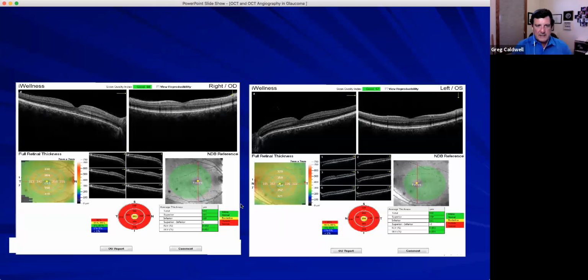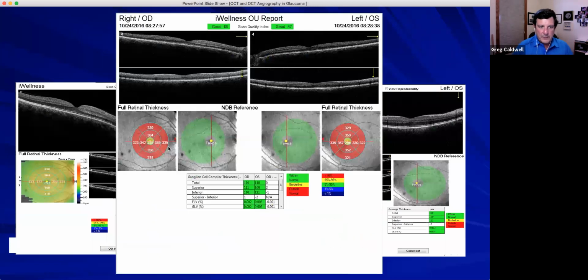And I'm going to put these together. This is the right eye. Here's the left eye. And one of the tips is I just like looking at them with both, because it really gives me a good idea of what's going on.